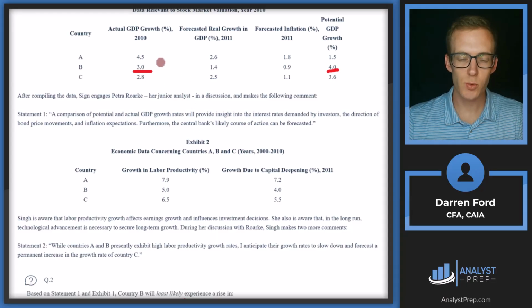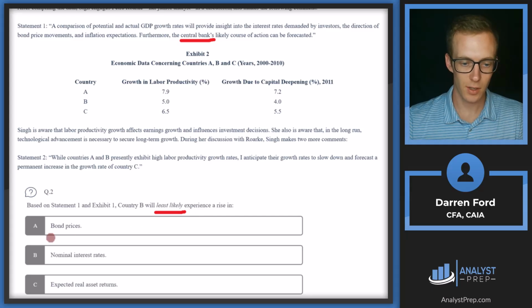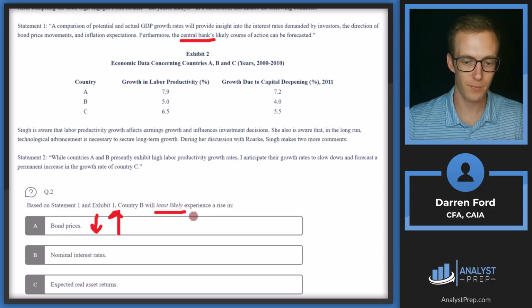So when we're at actual GDP growth below potential GDP growth, that means our economy isn't performing as well as it should or could be. So in that type of scenario, the central bank's course of action is likely going to be to lower rates. So in that scenario, looking at these answers, if we're lowering rates, what's that going to do? If rates go down, bond prices have an inverse relationship to rates, so bond prices are going to go up. So we will experience a rise in bond prices, more likely than not. So we can rule out A. B, nominal interest rates.